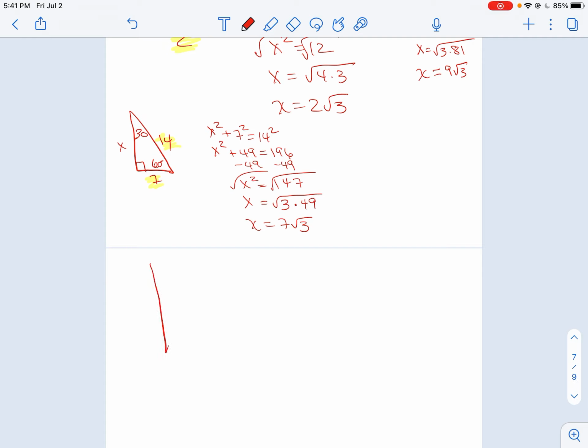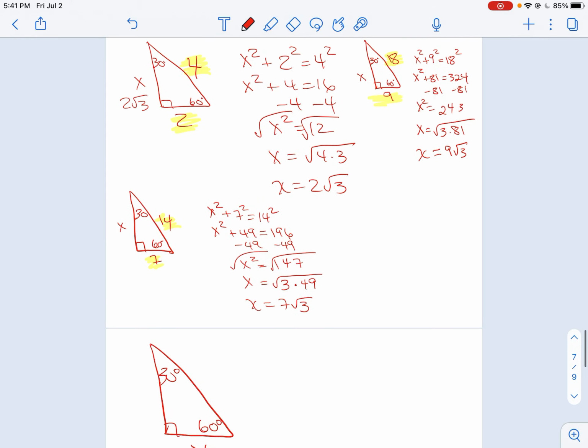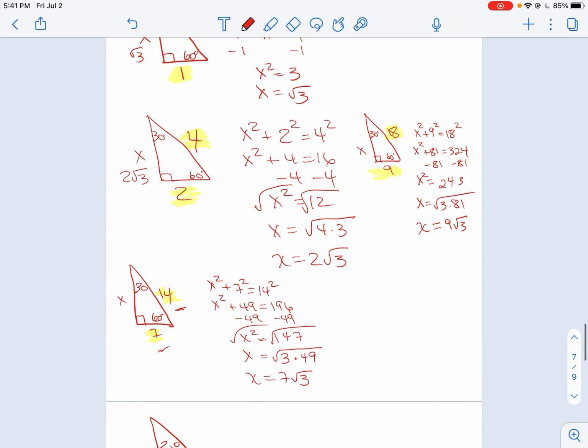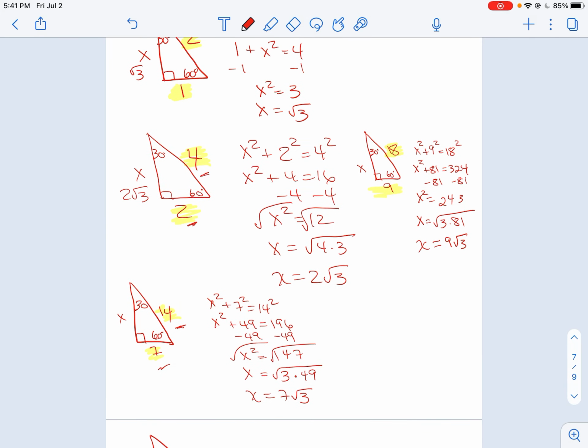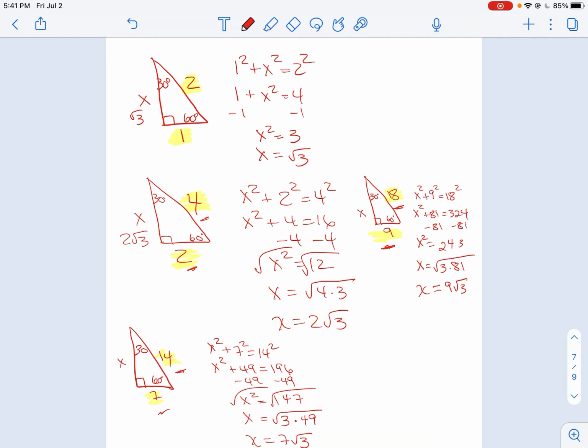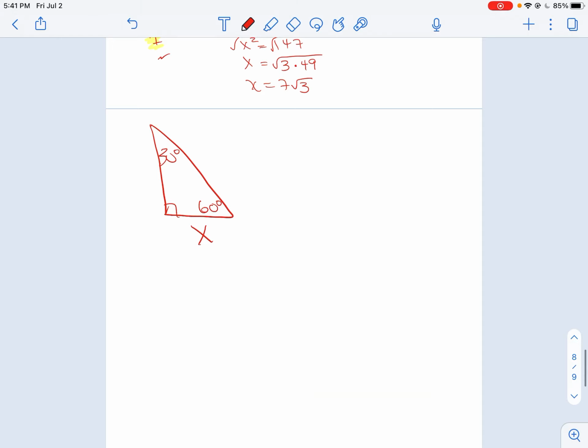shortest leg. So if I'm speaking in general, this is 30 degrees, this is 60 degrees. If I said my hypotenuse is x, look at this. We have 7 times 2, it got 14. 2 times 2 got 4. 9 times 2 got 18. And 1 times 2 got 2. So, if I'm given the side across from 30 degrees, in order to find the hypotenuse, I multiply it by 2.